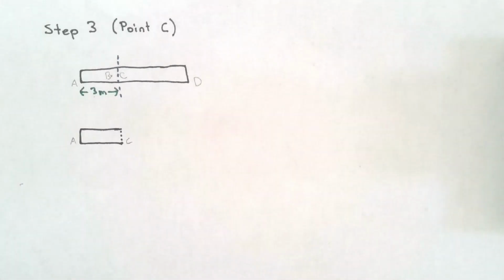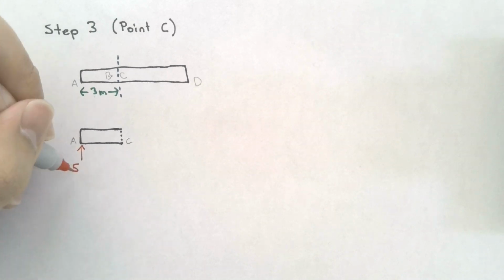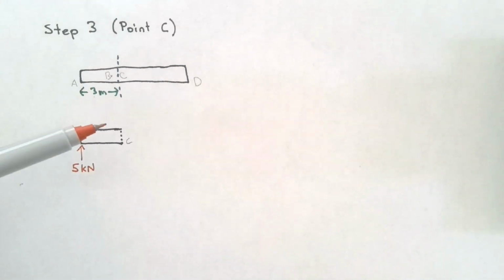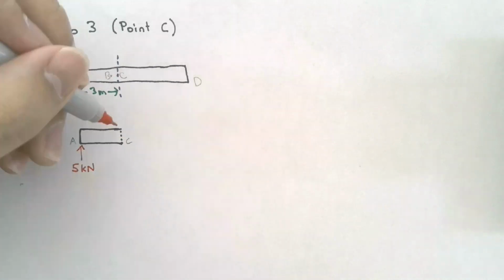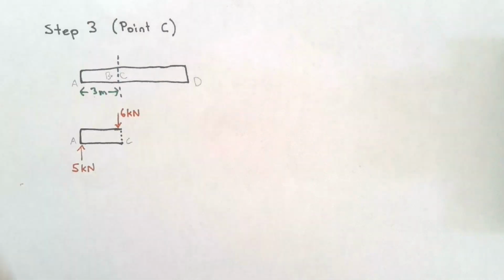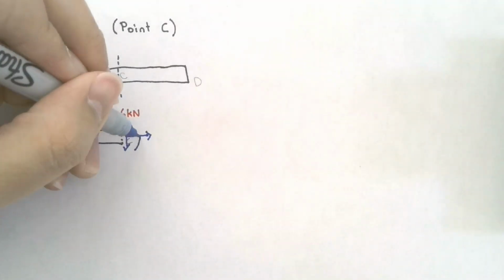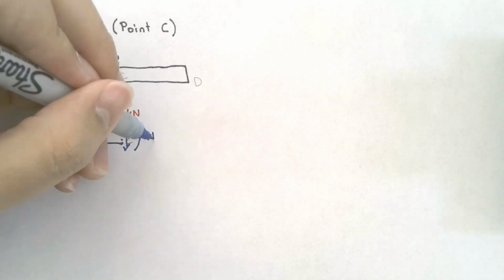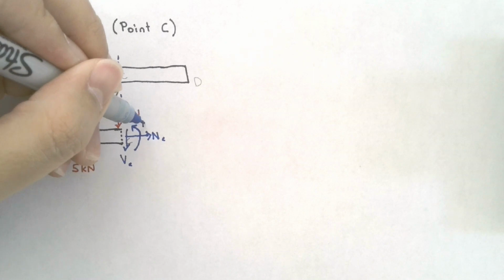In this case, we have a reaction force acting at point A. And since point C is immediately to the right of your 6 kilonewton force, then we also have to include this 6 kilonewton force. At point C, we have our internal forces and moments. And as we did with the earlier example, let's assume that our internal forces and moments are in the positive direction.